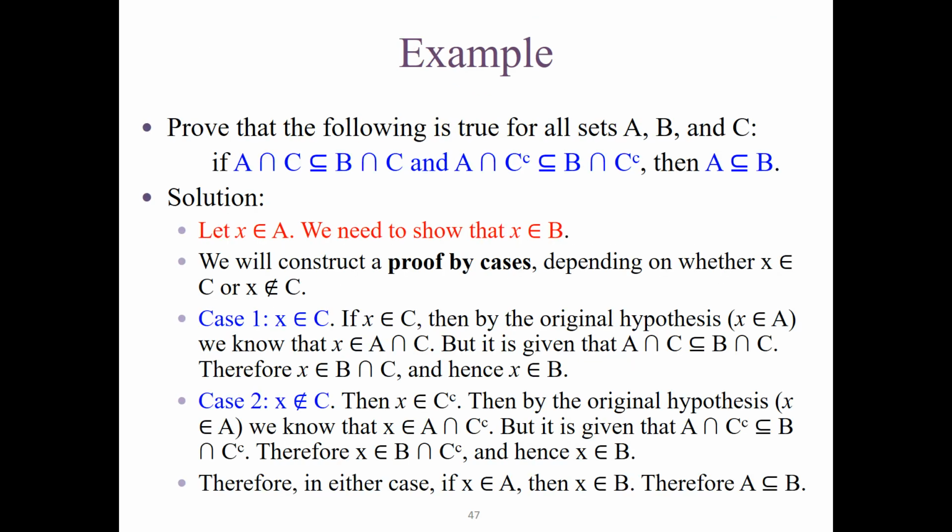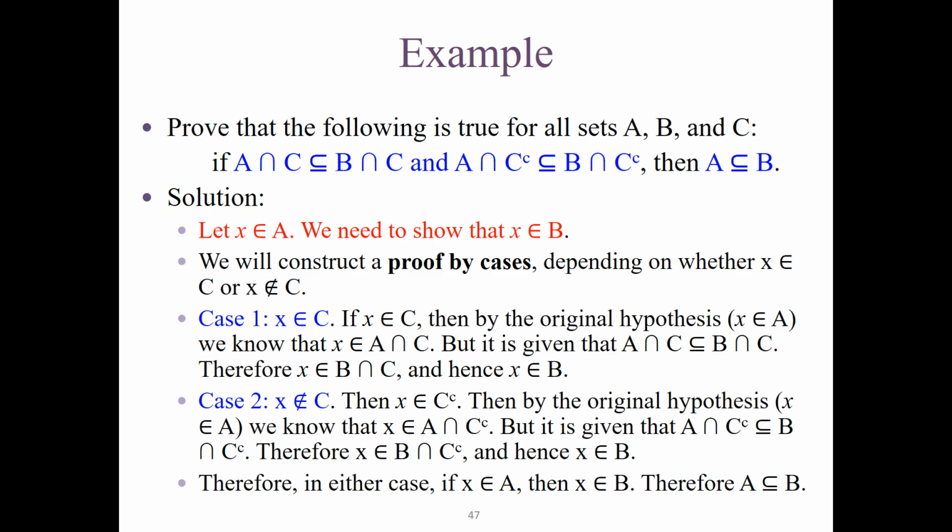Okay, next, based on this definition and set operations, let's see this example, how we prove that if we have sets A, B, C, and given the condition A intersect C is a subset of B intersect C, and A intersect C complement is also a subset of B intersect C complement, then we can derive the fact that A is a subset of B.